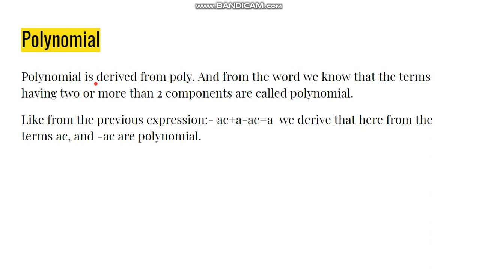And suppose if a term has 6 components, then what would it be? We wouldn't write it as hexanomial, we would write it as polynomial. All the 6 come in the category of more than 2 components.